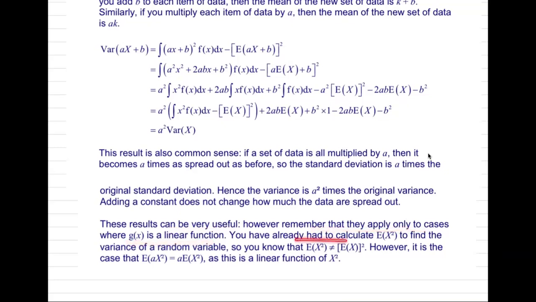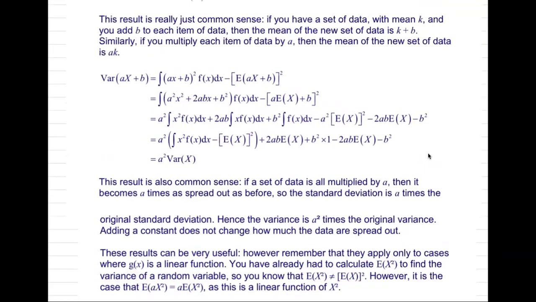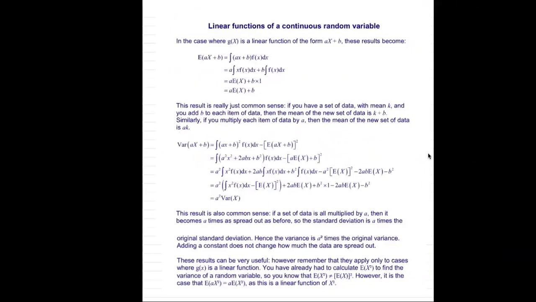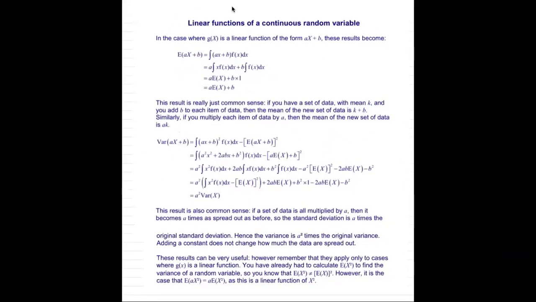You have already had to calculate E of x squared to find the variance of a random variable. So you know that E of x squared is not equal to E of x, whole squared. However, it is the case that E of a x squared is equal to a E of x squared, as this is a linear function of x squared. Please note down these things, guys. Very important. Please note down.